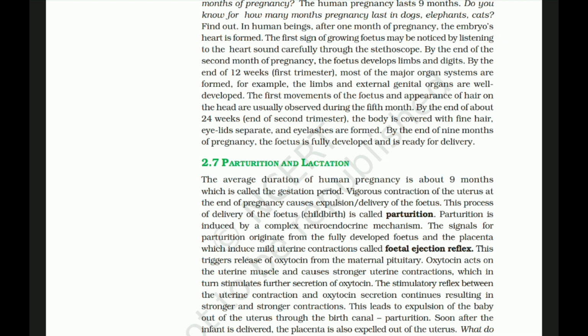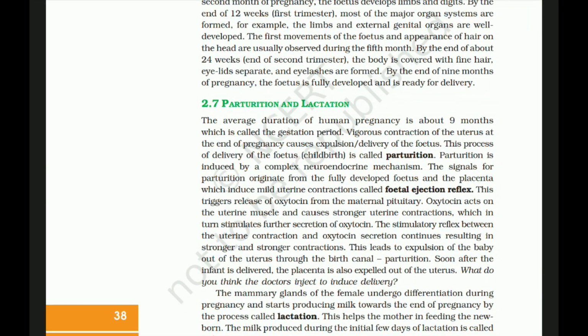The signals for parturition originate from the fully developed fetus and the placenta, which induce mild uterine contraction called fetal ejection reflex. I repeat, fetal ejection reflex. This triggers release of oxytocin from the maternal pituitary. Oxytocin acts on the uterine muscle and causes strong uterine contraction, which in turn stimulates further secretion of oxytocin. The stimulatory reflex between the uterine contraction and oxytocin secretion continues, resulting in stronger and stronger contractions.